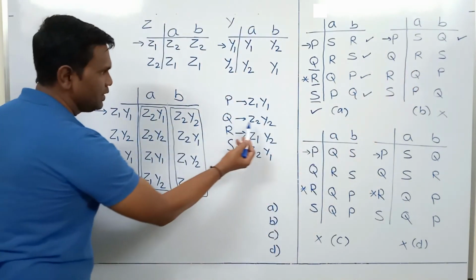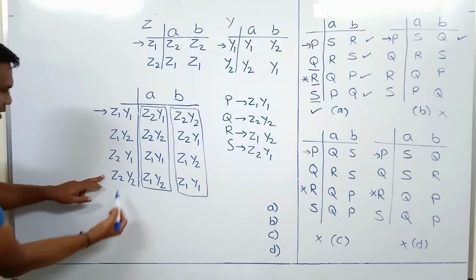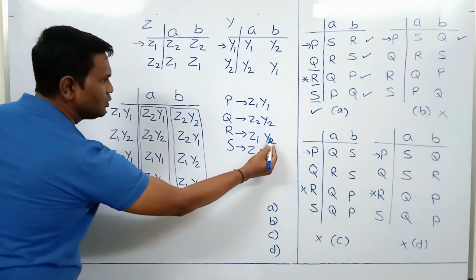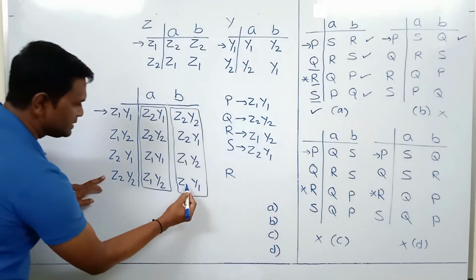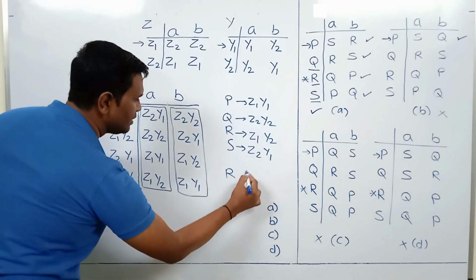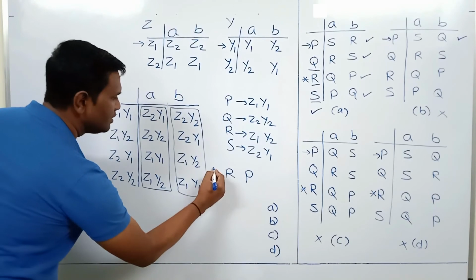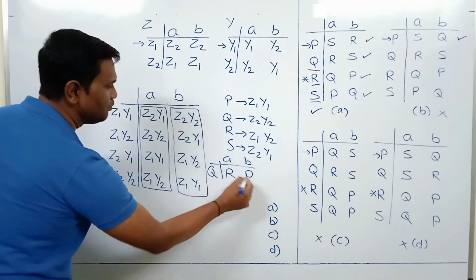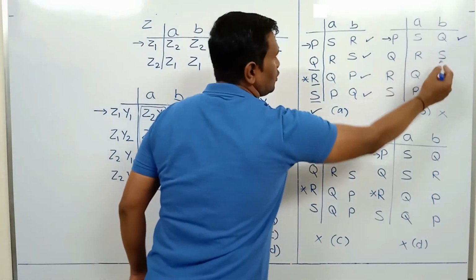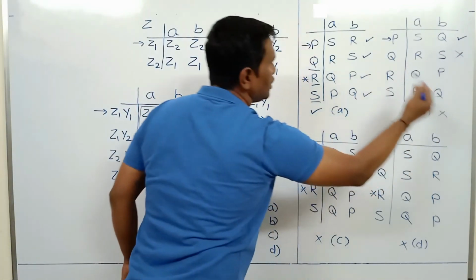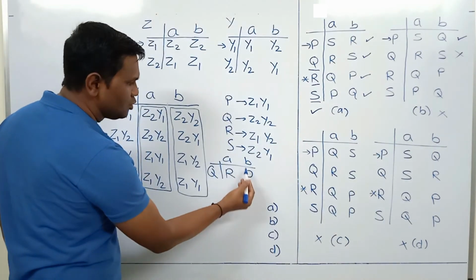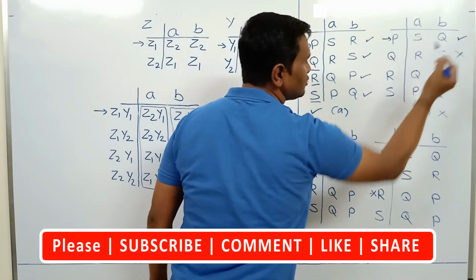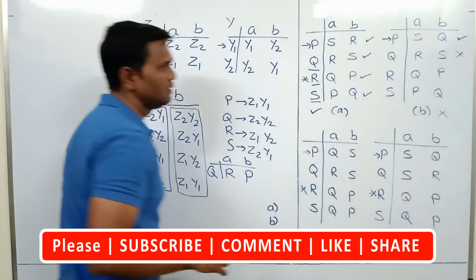Q is Z2 Y2, Z2 Y2 is here, Z1 Y1 is, Z1 Y2, Z1 Y2 is R, Z1 Y1 is P. So the transition should be Q on A goes to R, Q on B goes to P. But that is not the case over here. Q on B should go to P, but here Q on B is going to S. So this transition is not consistent, so this option is not correct.